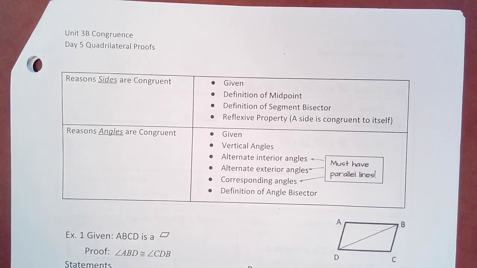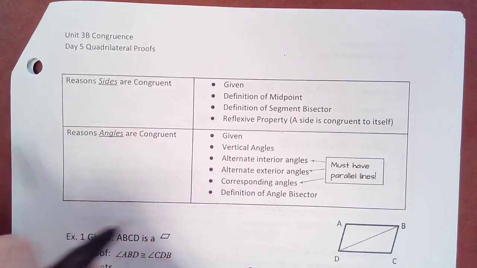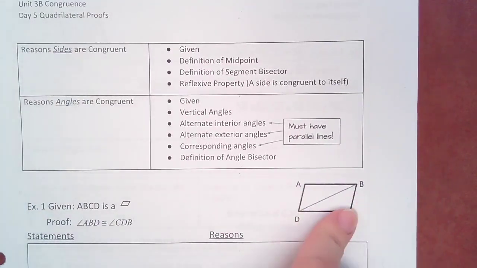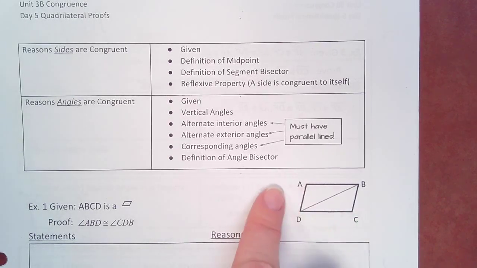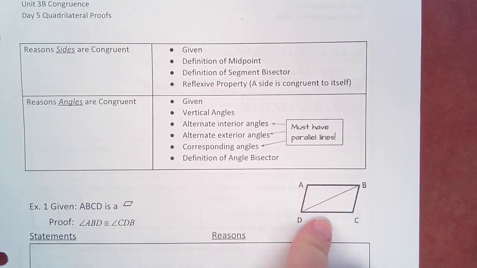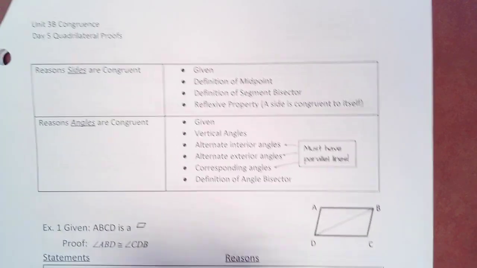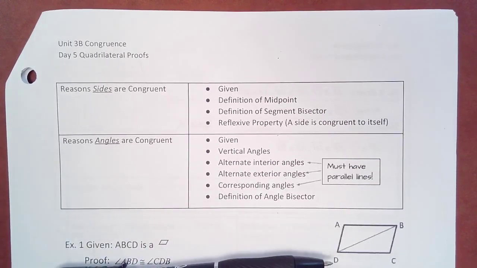All right, so let's jump into Unit 3B, Day 5. We're going to start with some quadrilateral proofs. Within our quadrilaterals, we've been working for a while and we've been seeing that when we add in diagonals, we create triangles. We could add in both diagonals and create 4 small triangles, 2 larger ones, and so on. We will also be using some of the reasonings from last unit.